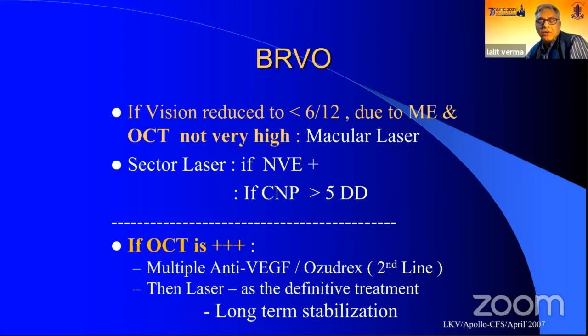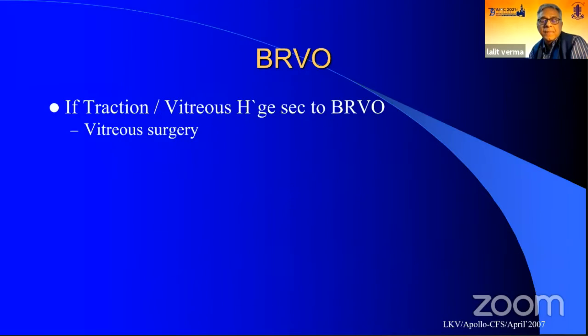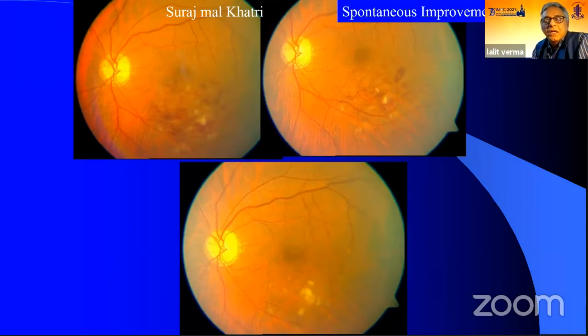And if the macula is ballooned up, then you give multiple injections, and then I personally follow up with laser as a definitive and stabilizing influence on the number of injections. Very rarely you get the presenting feature as vitreous hemorrhage or TRD, although not very uncommon in these patients. But sometimes you do vitreous surgery, you find out that there's a BRVO, and that is the time vitreous surgery can be done. Couple of examples.